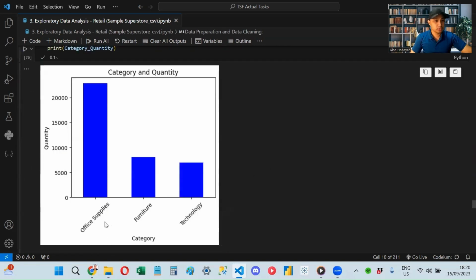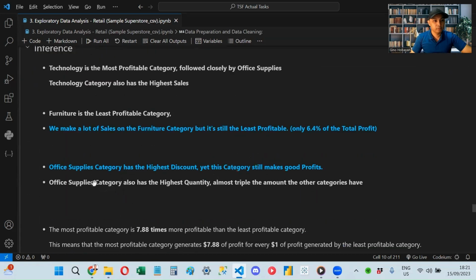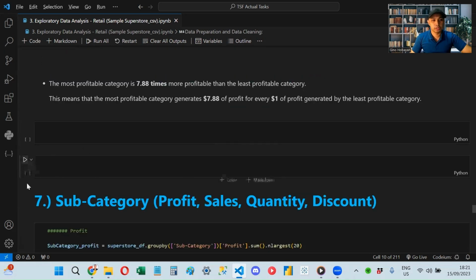So for quantity, office supplies is the highest. And for discount, office supplies. So in here, office supplies actually has the highest discount, yet it still makes a good profit.